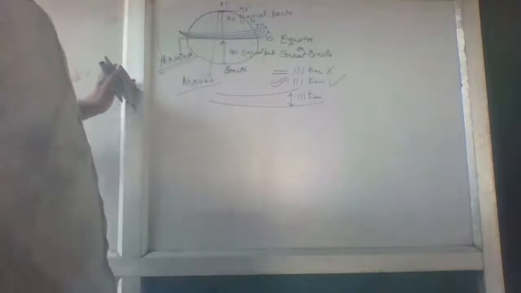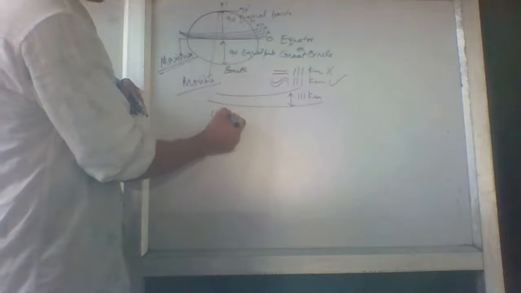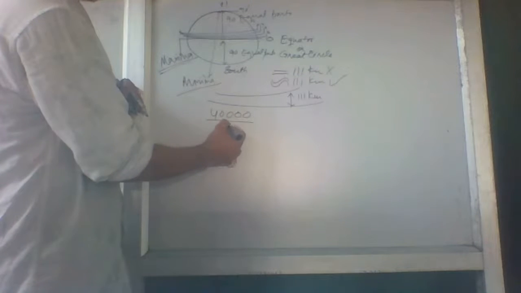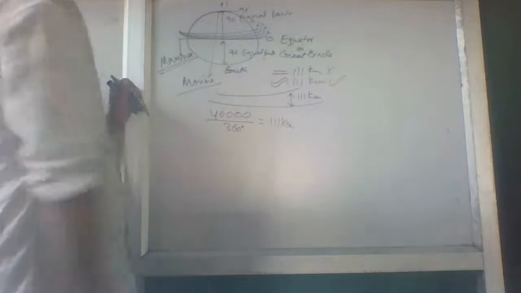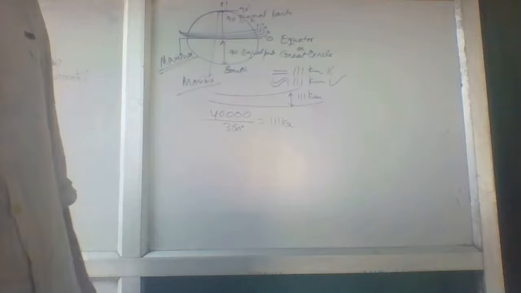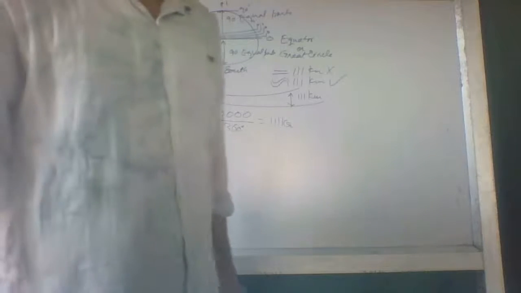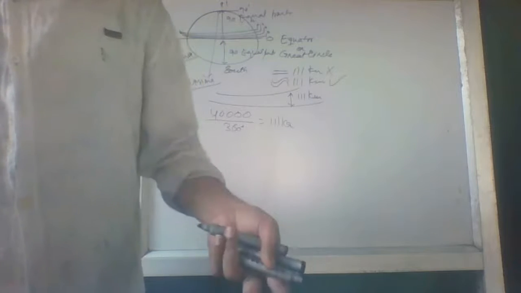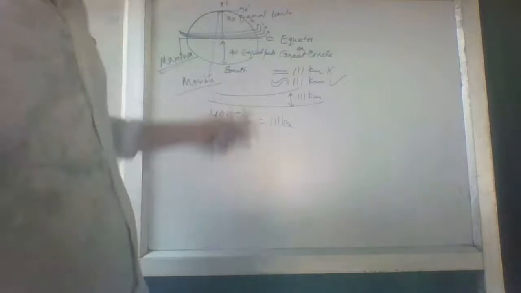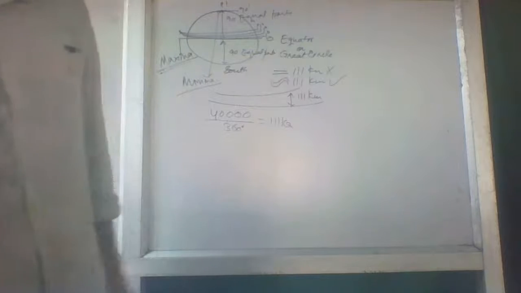As Earth represents 360 degrees and the circumference of Earth, I told you, is 40,000 kilometers, it covers 360 degrees. 111 kilometers, like this too, you can find it out. Thus the distance between each degree of latitude is equal to 111 kilometers.